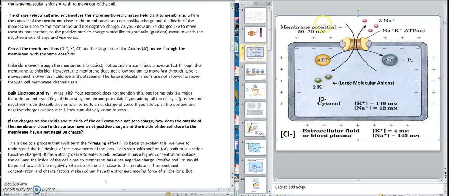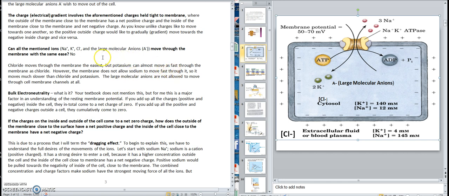If we add all the charges on the outside of the cell, positive and negative, they come to zero, which we call bulk electroneutrality. Then the question is, how can you have a net positive close to the membrane on the outside and a net negative on the inside? And I'm saying that has to do with something we're going to call the dragging effect. The dragging effect. All right.